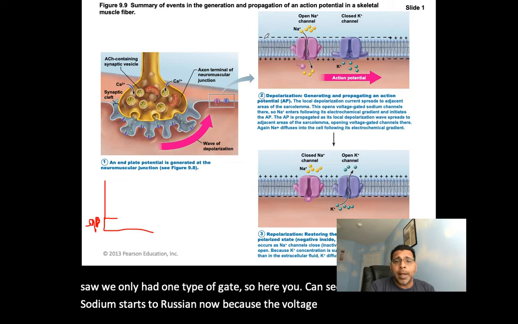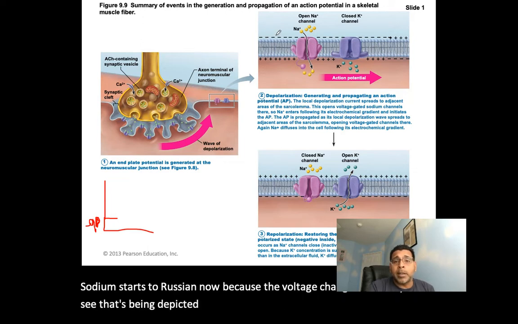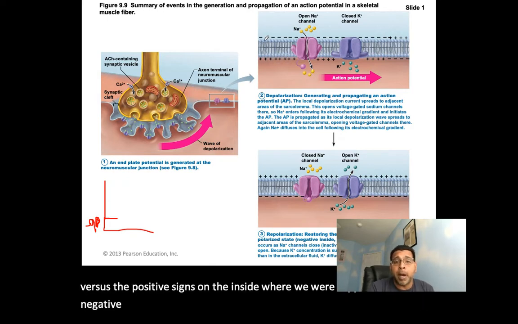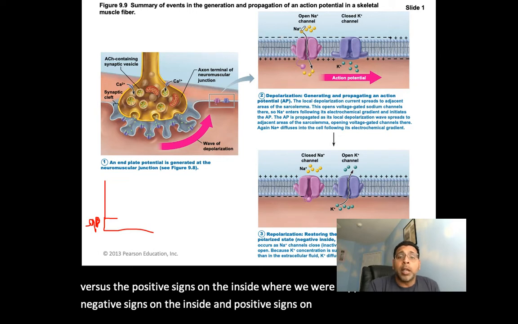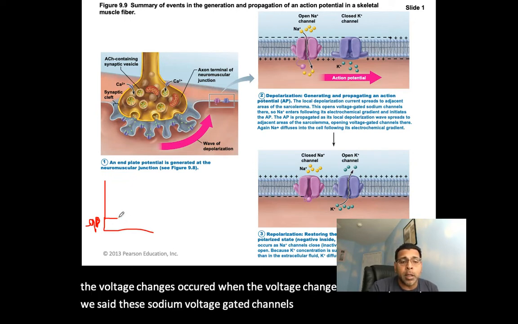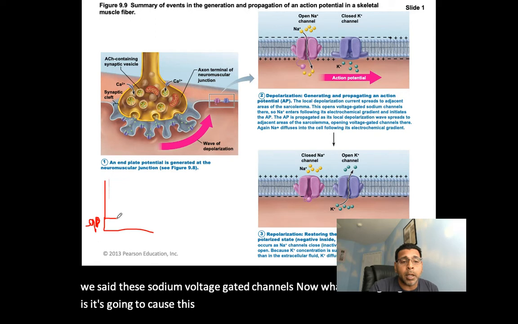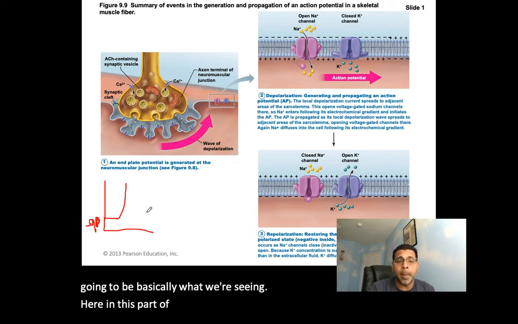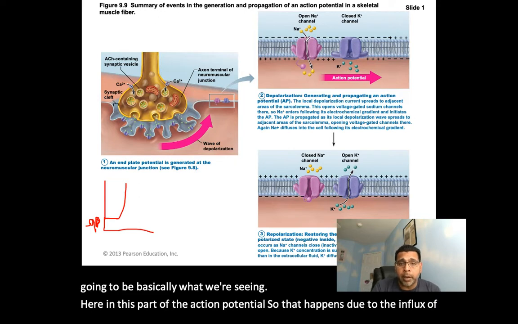So here you can see that's being depicted by these negative signs on the outside versus the positive signs on the inside, where we are supposed to have negative signs on the inside and positive signs on the outside. So here now the voltage changes occurred. When the voltage change occurs, it opens up, we said, these sodium voltage-gated channels. Now what that's going to do is cause this upstroke here. So the upstroke is basically what we're seeing here in this part of that action potential. So that happens due to the influx of sodium. Okay, if we're just monitoring this area right inside of here.